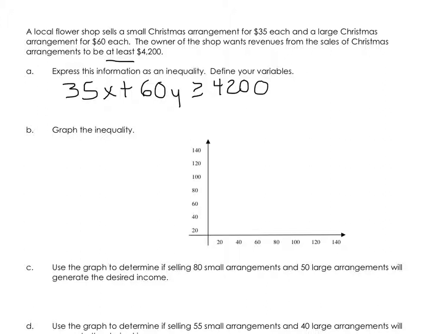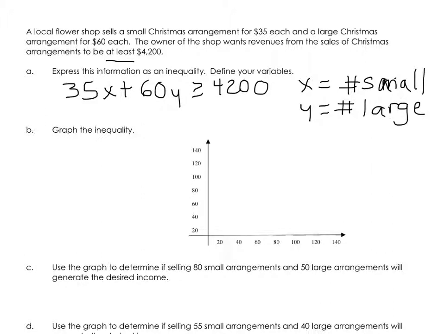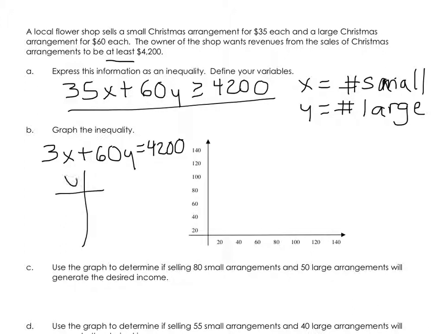What does x represent? The number of small arrangements. What does y represent? The number of large arrangements. Let's graph it. It's in general form. It's greater than or equal to, so we're going to have a solid boundary. Since it's in general form, I really like to use the intercept method.